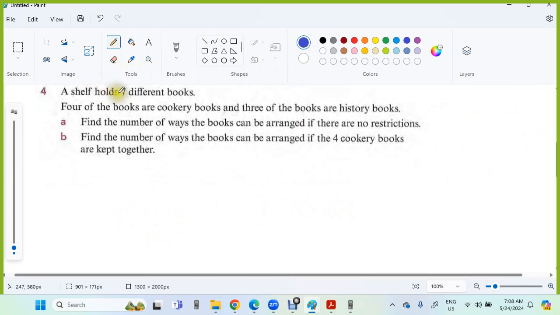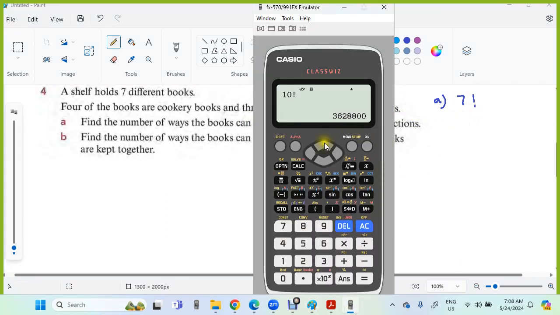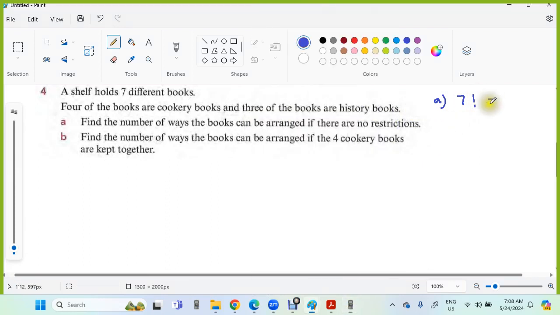Number 4, a child holds 7 different books. 4 of the books are cookery books and 3 of the books are history books. Find the number of ways the books can be arranged if there is no restriction. So A, this one we have 7 factorial. So 7 factorial is 5040.